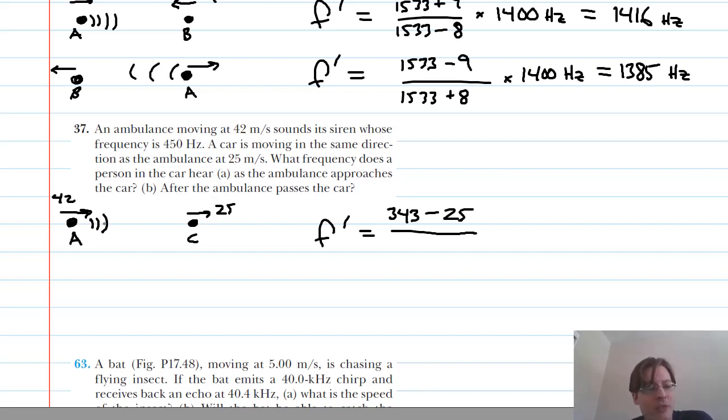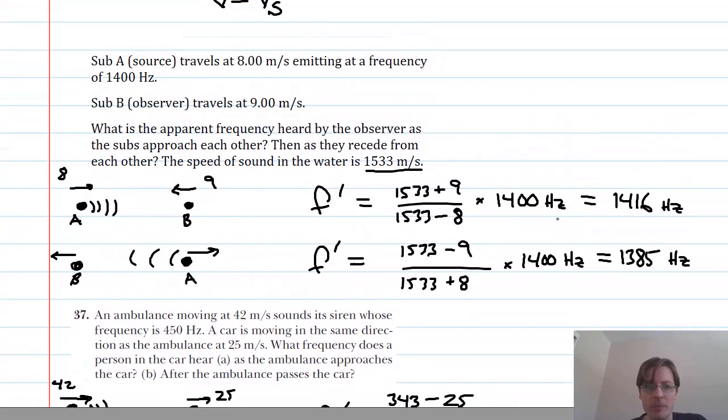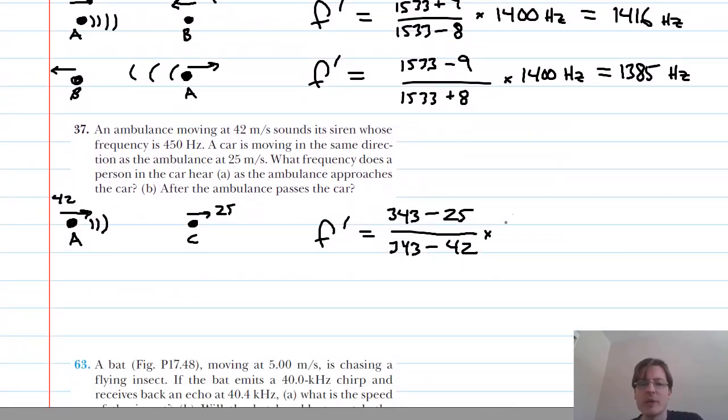What about the waves? The waves are bunched up, smaller wavelengths. So I would need 343 minus 42. Notice how I had to change signs depending on the circumstance. I multiply that by 450 hertz, and I get a value of f prime, which comes out to be 475 hertz.